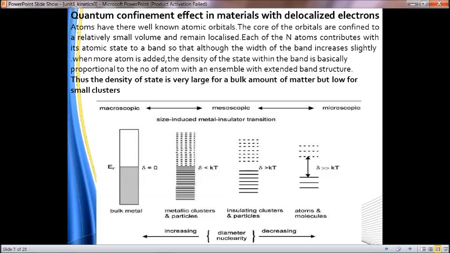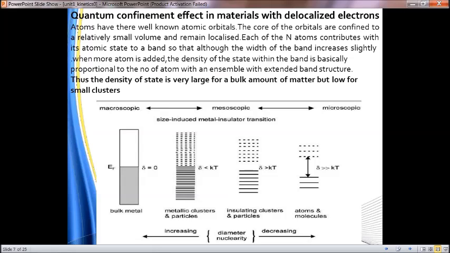The next is quantum confinement. Whenever we come to quantum confinement, we have to look at delocalized electrons, because here we are dealing with atoms. Atoms have atomic orbitals. The core orbitals are confined to a relatively small volume, and most of them are localized based on the valence band, conduction band, like that. Each atom contributes its atomic state to a band, so that the width of the band increases slightly. When more atoms are added, the density of states within the band is basically proportional to the number of atoms in the ensemble, with the extended band structure.